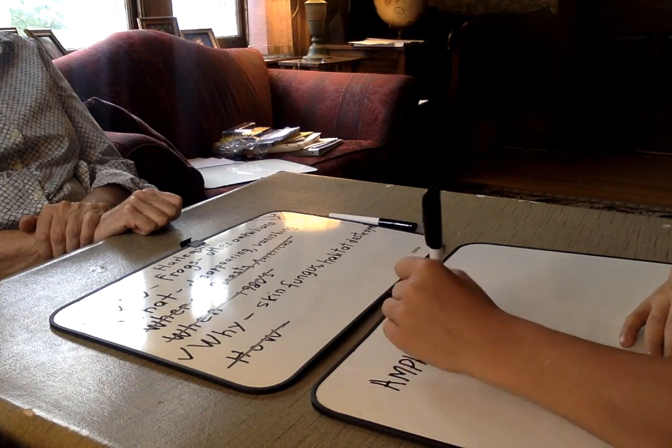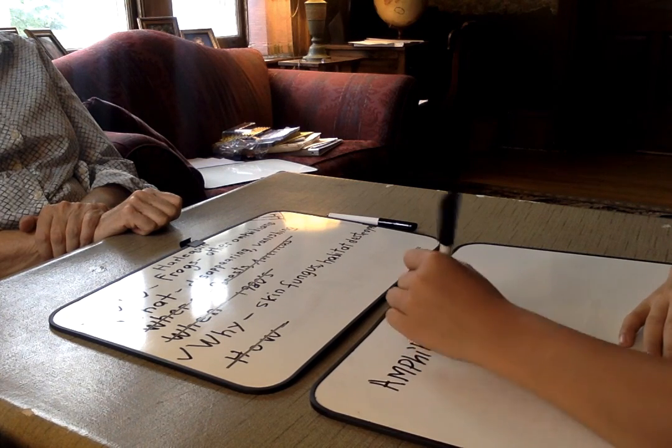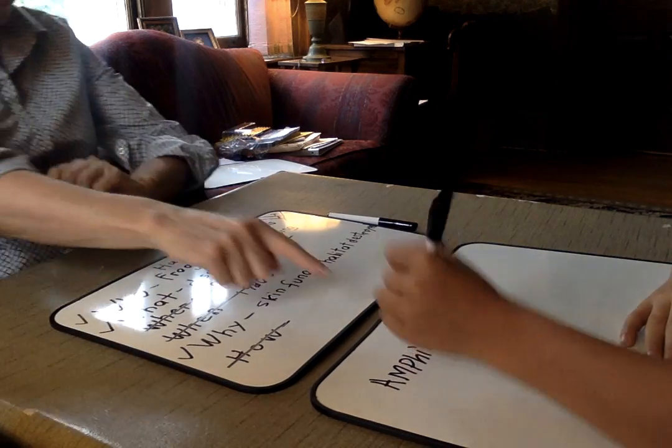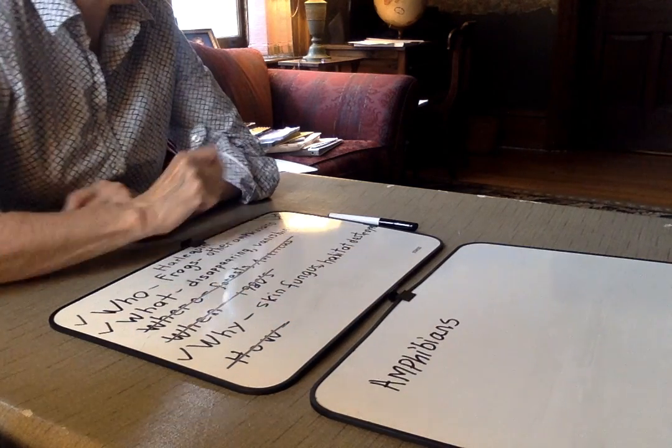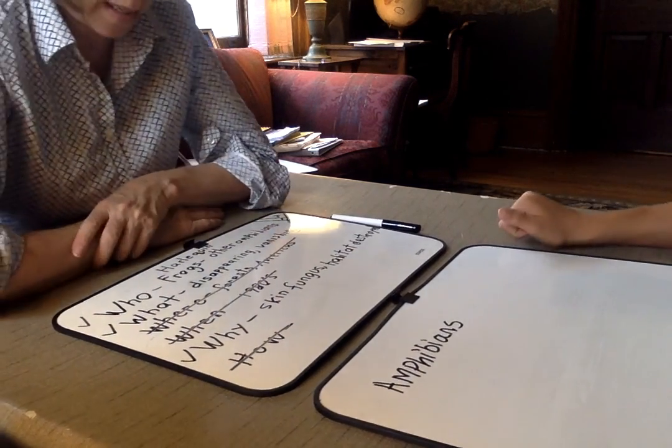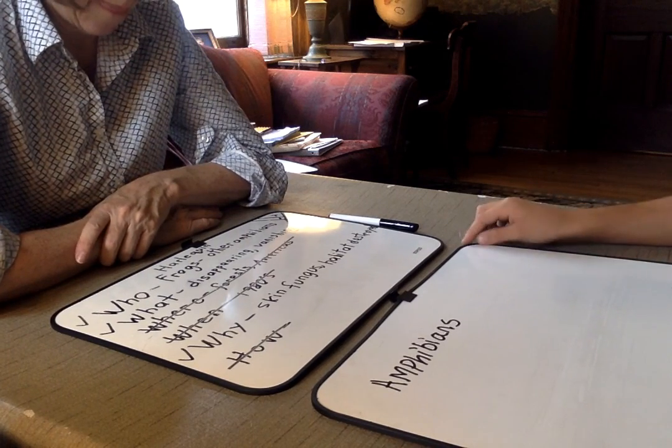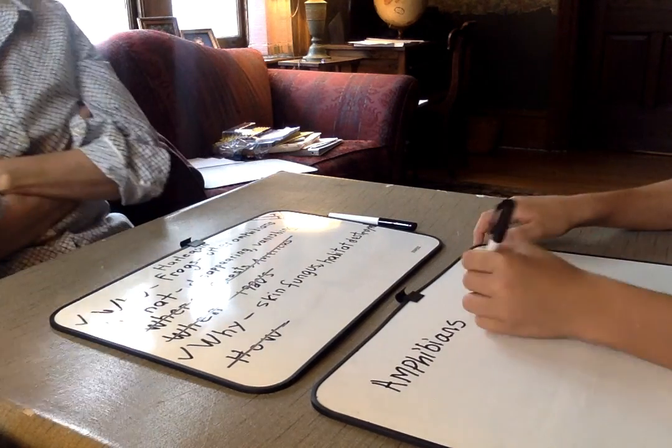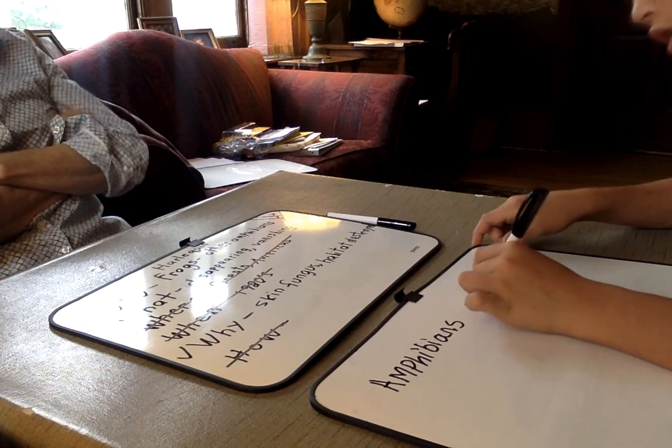I, B, I, Z. Okay, this is E. Amphibians. Okay, so what are you going to say? 10 sentences. Amphibians. Actually, write the whole sentence first, and then I will make corrections.